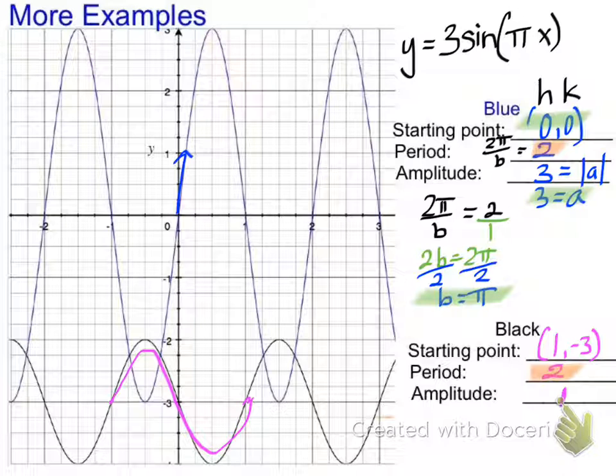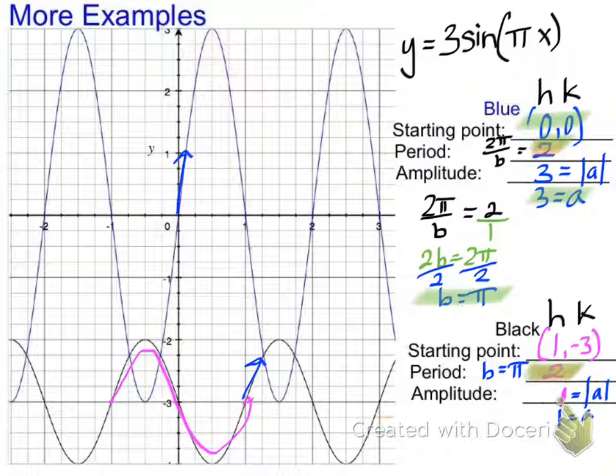So now what happens for the black rule? The black rule has a shift, a period, and amplitude. Notice the period is the same, so the shift h, k will tell me the starting point. So those are identical to h and k. The period is 2, remember we just did that for the previous problem, so that means my b value is pi. And then the amplitude is 1. So I want to make sure that it's not negative. If I look at the rule and I go to my starting point, 1, negative 3, I see that the graph goes up at that point, so the amplitude is positive 1. The a value is positive 1 as well.